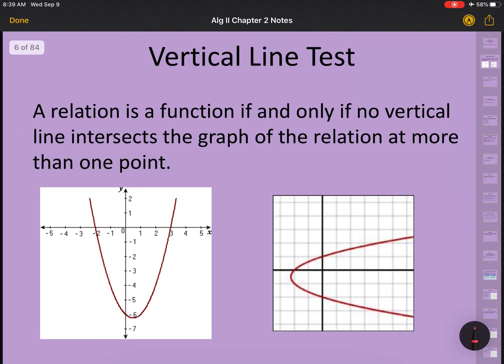So, next up is the vertical line test. We're testing to see if a relation is a function or not. It's going to be a function if and only if no vertical line intersects the graph of the relation at more than one point. So, with these two graphs, I'm going to use vertical lines, and I can use as many as I want. These represent our inputs. If they cross the graph at one point, like in this first one, that means each input has exactly one output. So that means it is a function.